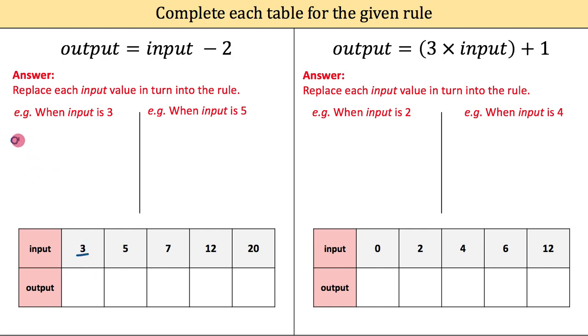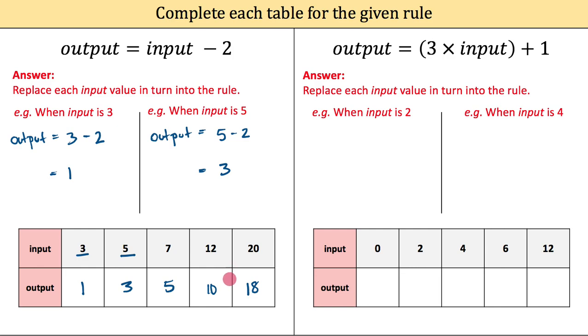So to do this, my output is going to be my input. So my input is 3. Then I'm going to subtract 2, and I'm subtracting 2 because that's there. 3 minus 2 is 1. So that means I put a 1 here. Well, what if I have an input value of 5? What's my output going to be? Well, again, I'm going to just substitute that in. My output is going to equal 5 minus 2. 5 minus 2 is 3. So I put a 3 in there. Hopefully you're able to do the rest of this. So 7 minus 2 is going to be 5, 12 minus 2 is going to be 10, 20 minus 2 is going to be 18. And just like that, we've filled out our table.